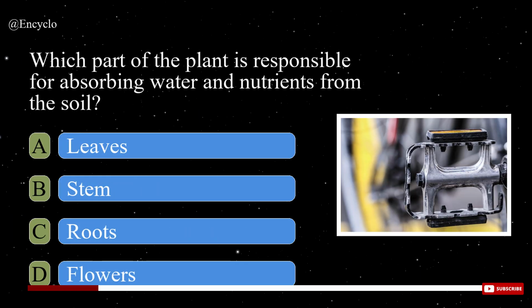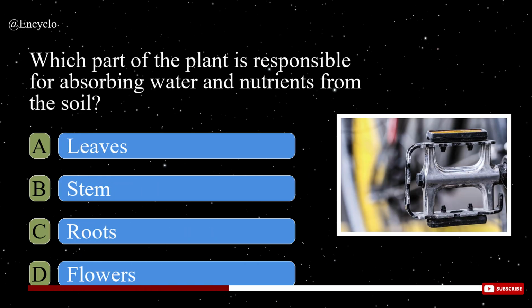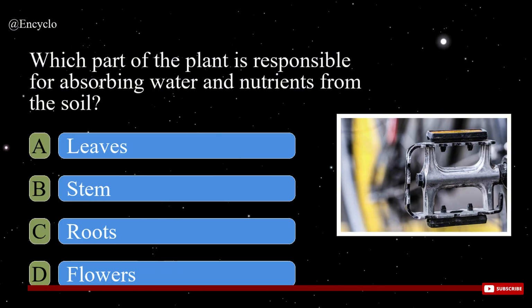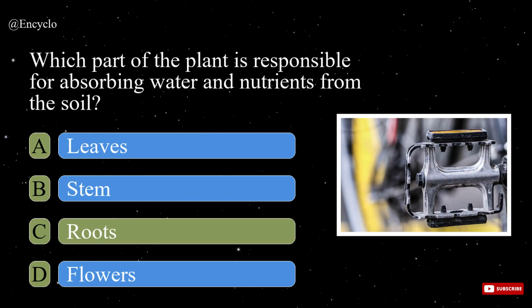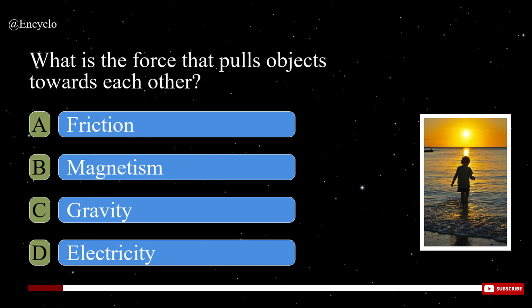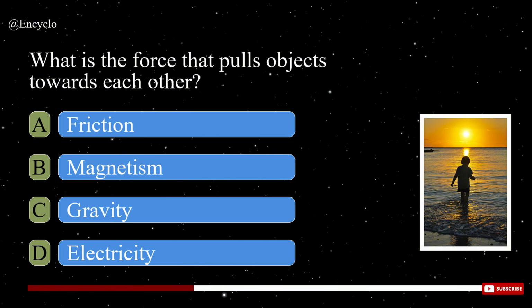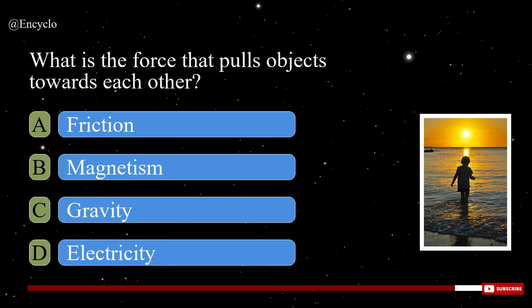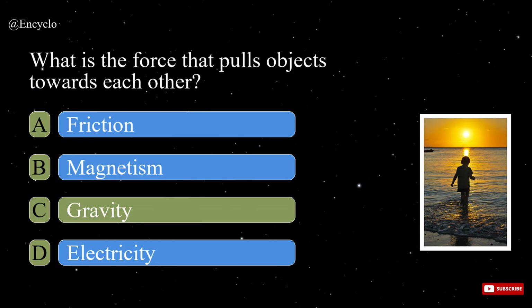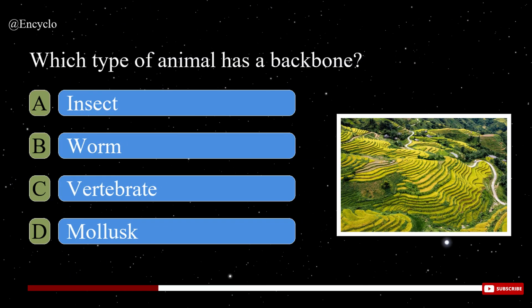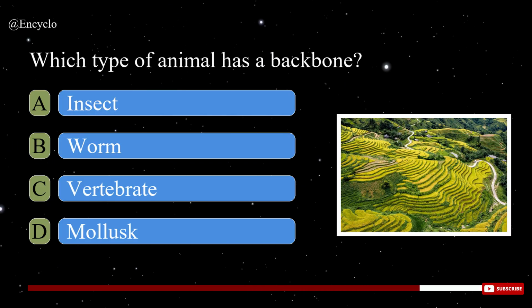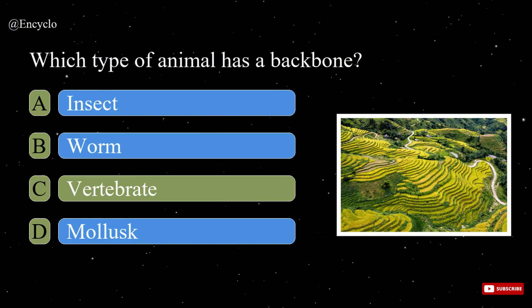Which part of the plant is responsible for absorbing water and nutrients from the soil? The answer is roots. What is the force that pulls objects towards each other? The answer is gravity. Which type of animal has a backbone? The answer is vertebrate.